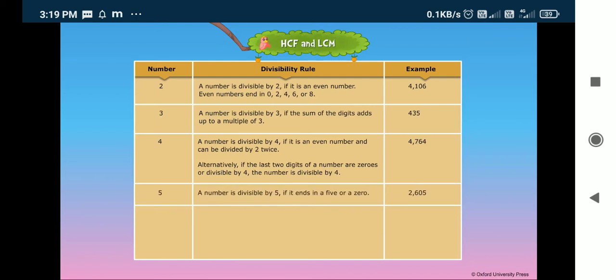Divisibility by 5. A number is divisible by 5 if it ends in a 5 or a 0. Example, 2605. Divisibility by 6. A number is divisible by 6 if it is divisible by both 2 and 3. Alternatively, if any even number is divisible by 3, then it is divisible by 6. Example, 6780.